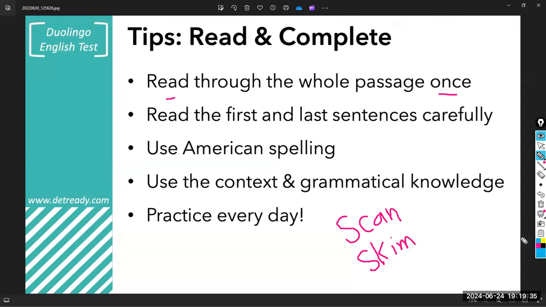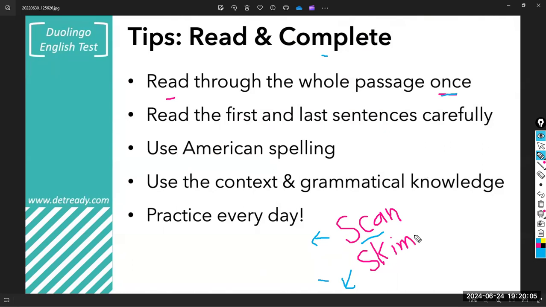What is the difference between scan and skim? A scan is to read fast. A skim is to read slowly to get the main idea of the passage. Now, in reading and completing, you have to scan the text. You have to read fast, at least, just to know the idea the text is talking about. Okay?